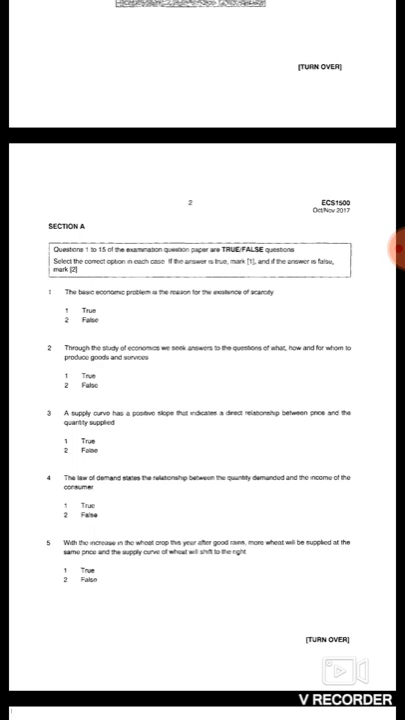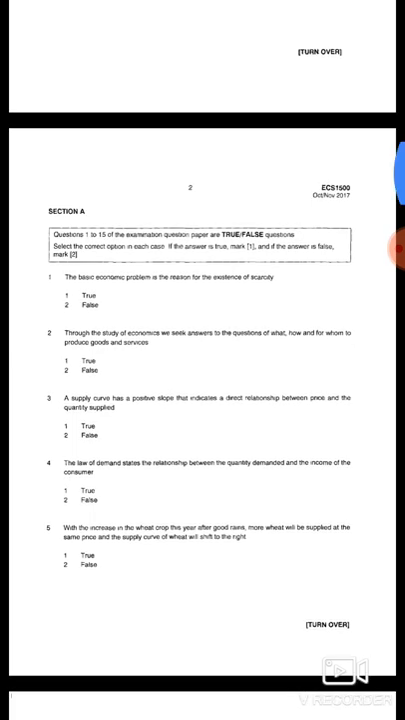Let's move to question number 2. Through the study of economics, we seek to answer the question of what, how, and for whom to produce. Yes, this is also true. Question number 2 is true because we have 3 basic economic questions, and those economic questions are what to produce, how to produce, and for whom to produce. So number 2 is true.